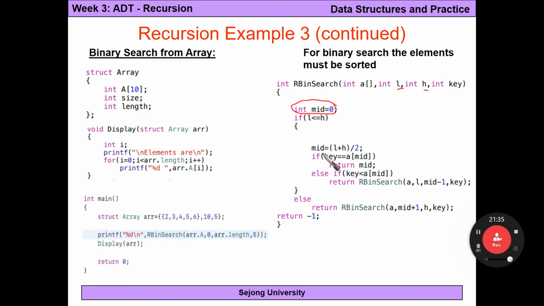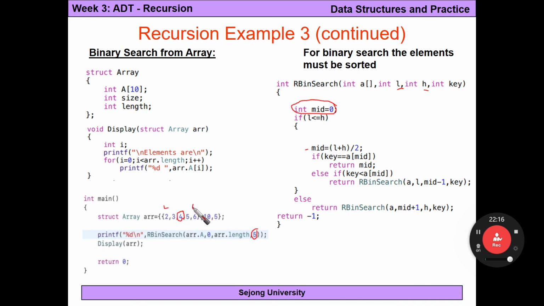It will check this condition, L plus H divided by 2. It will check whether the key value, which is basically 5 here, is equal to this mid value that is obtained after adding L plus H divided by 2. So from here we will obtain the mid value. Here the mid value is this one, and this is L, and this is H.